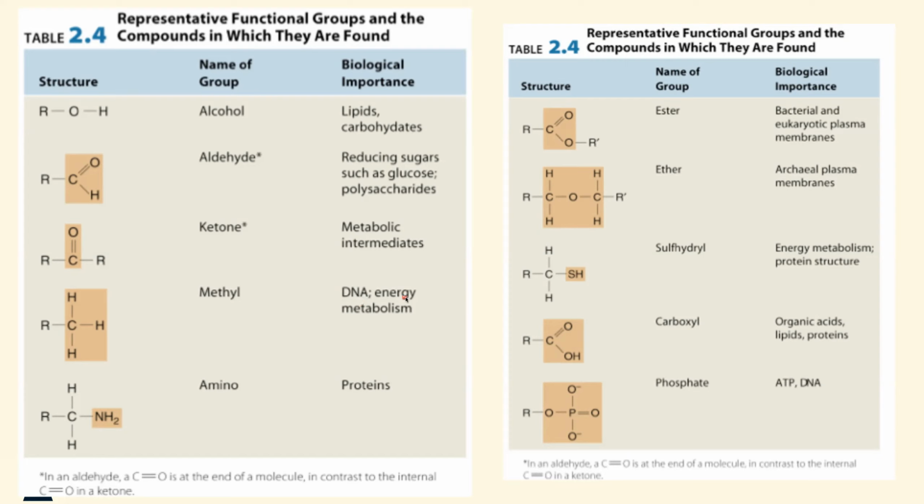Pretty interesting. You see them in energy metabolism. Amino groups we see in proteins. This is an ester, and we see this in bacterial and eukaryotic plasma membranes. And then in archaeal plasma membranes, remember the archaea, these ether groups are often found. Sulfhydryl groups are found in proteins, and you also see them occasionally in energy metabolism. Carboxyl groups are in organic acids, lipids, and of course our amino acids and proteins. And then phosphate groups are really important in nucleic acids as well as the energy molecule ATP.